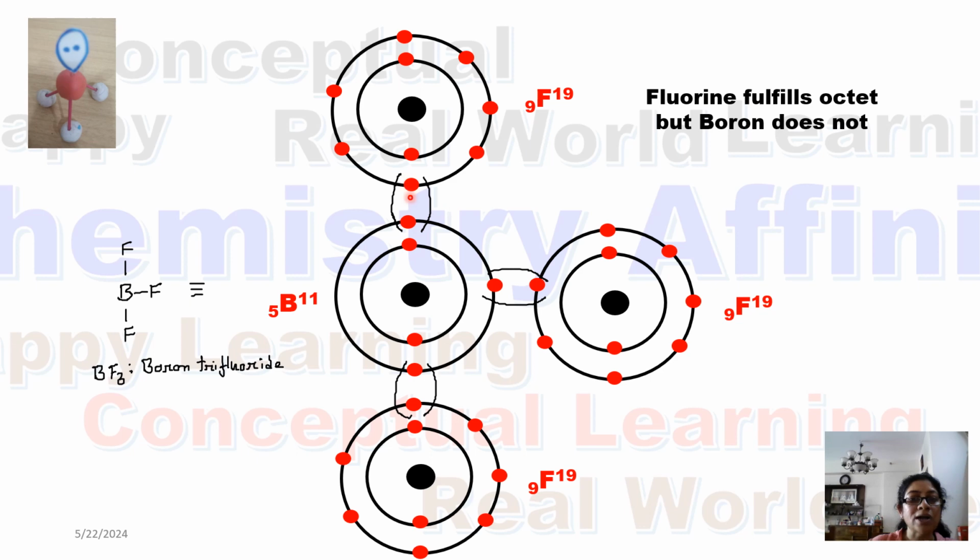Boron has 1, 2, 3, 4, 5, 6, 6 valence electrons, that means it needs 2 more electrons to fulfill the octet. So this is one example where we can see that the octet is not fulfilled in the formation of a covalent compound.